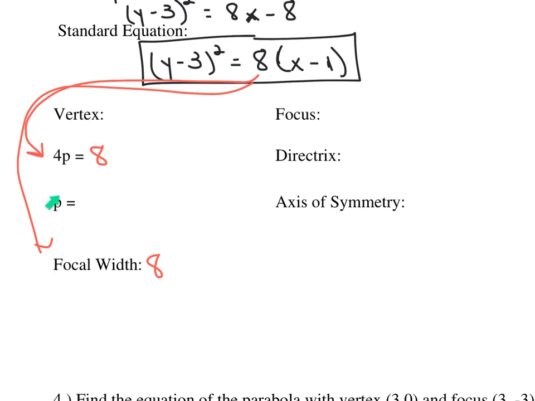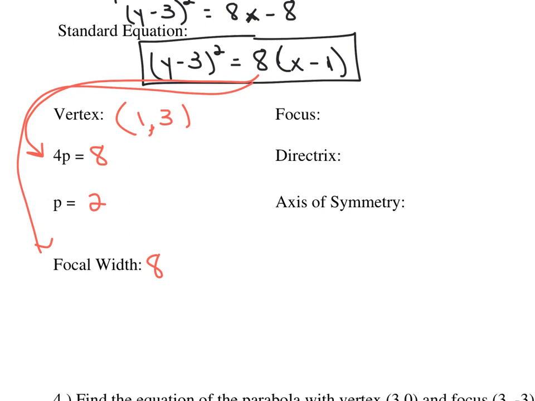So going back up, the p-value will be 2, looking at the equation we wrote. Now be careful with the vertex. The vertex, remember the h is always with the x, k is always with the y, so this one would be 1, 3. It's very easy to accidentally go left to right because you're so used to it, so just be careful.